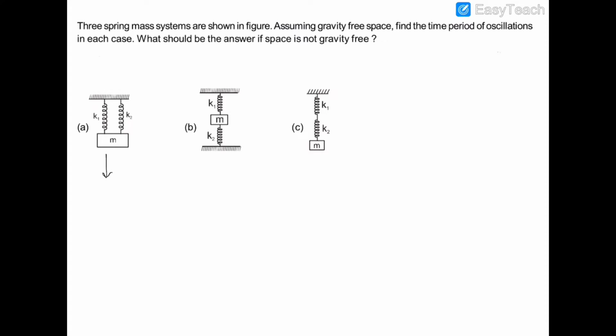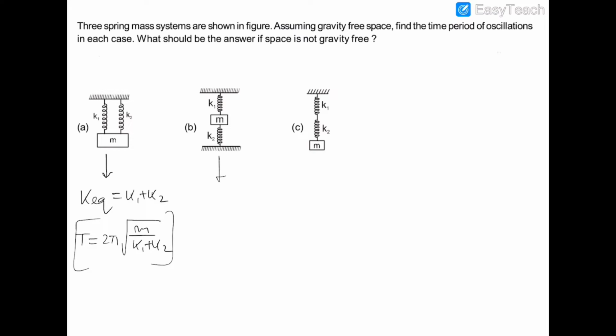Now this first system has two springs which are connected in parallel. So the equivalent k would be k1 plus k2 and the time period would be 2 pi under root m by k1 plus k2.